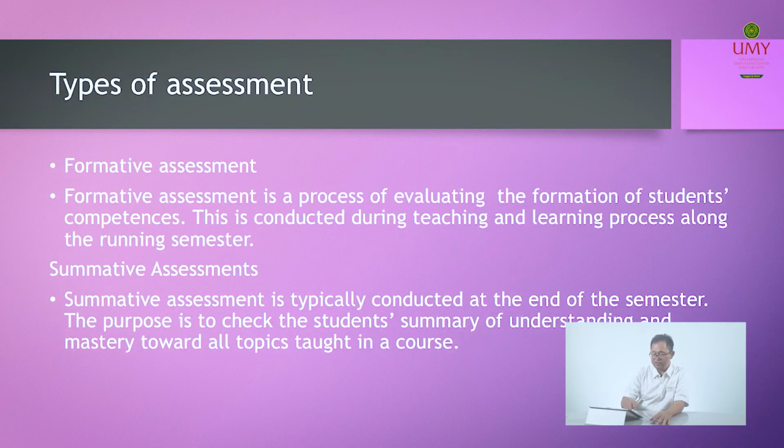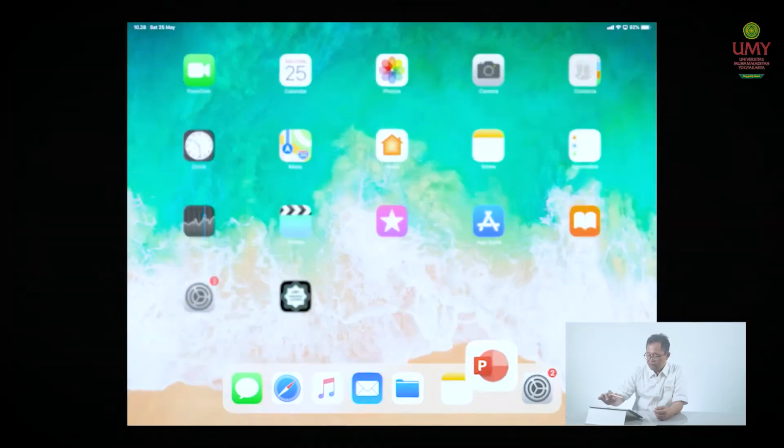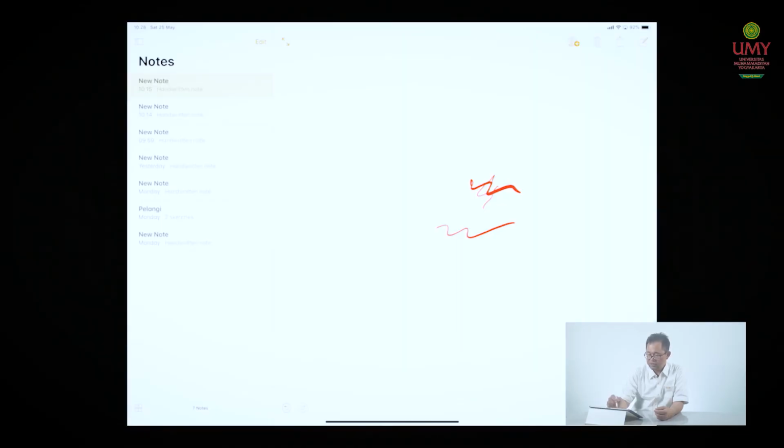The next type of assessment is formative and summative assessment. Formative assessment is a process of evaluating the formation of student competence. This is conducted during the teaching and learning process along the running semester. Let's have a look. Let's say for instance, topic 1, topic 2, topic 3, and topic 4, 5. This is conducted the whole semester.